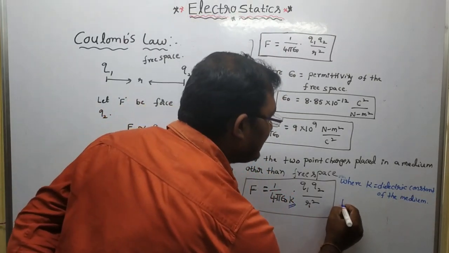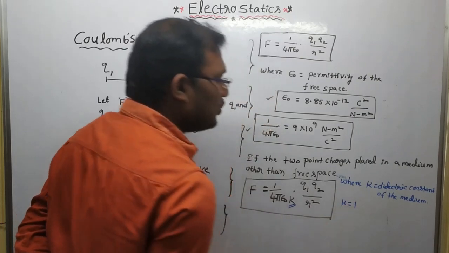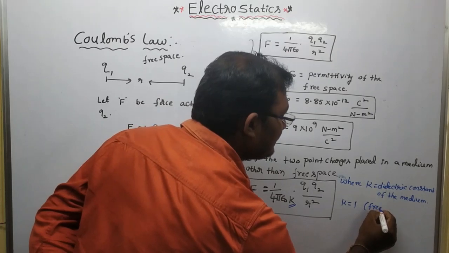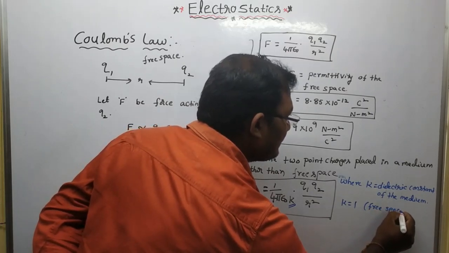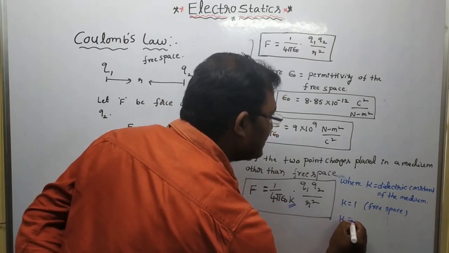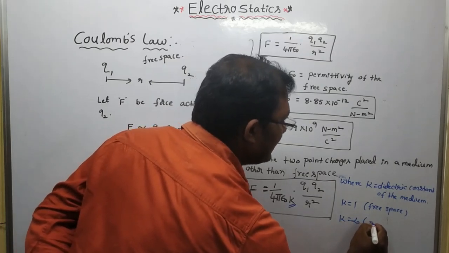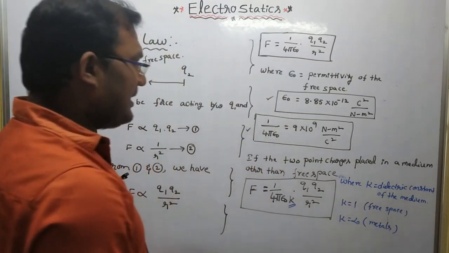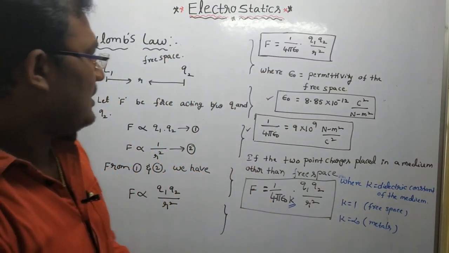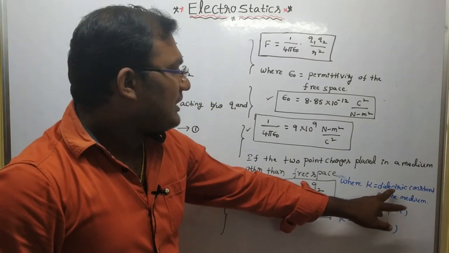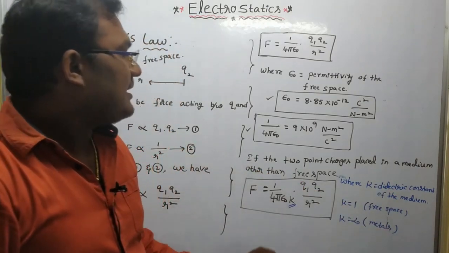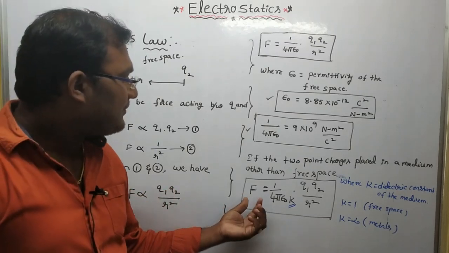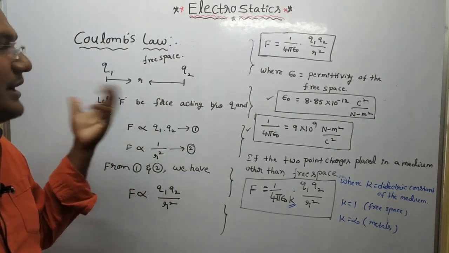Its value for free space is 1. K equal to 1 for free space, K equal to infinity for metals. That means K equal to dielectric constant, which is the property of the medium which influences the force between the 2 point charges.